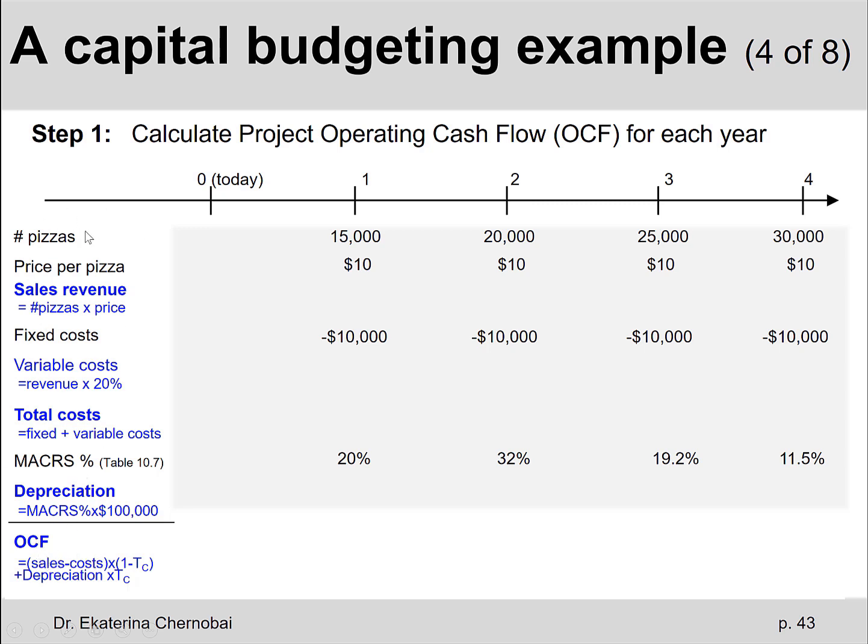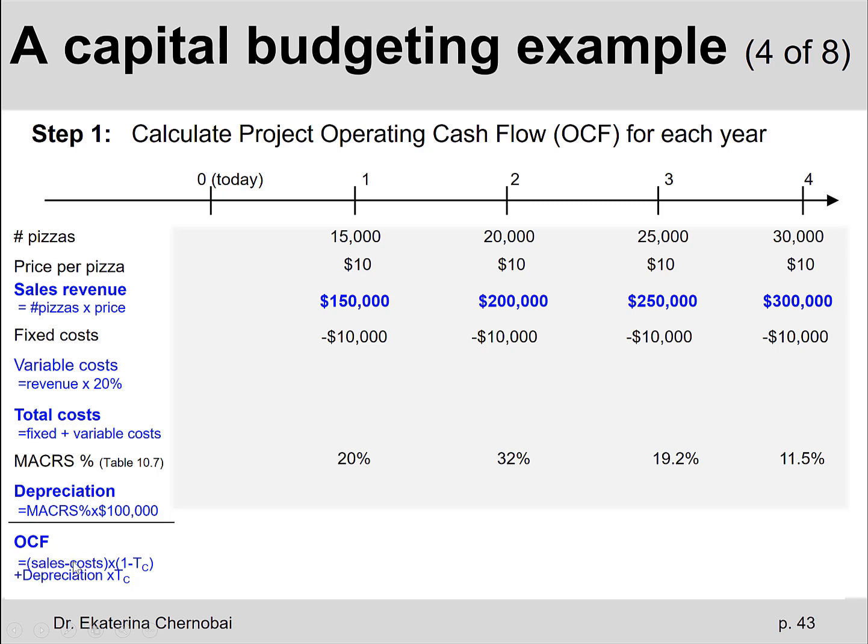And the sales revenue is the number of units times the price per unit. So the number of pizzas multiplied by the price per pizza. What is the sales revenue in the first year? It's 15,000 pizzas multiplied by $10 each, which gives $150,000. For year 2, the sales revenue will be $200,000. For year 3, the sales revenue will equal $250,000. For year 4, the sales revenue will equal $300,000. Okay, so we're done with the sales revenue part of the operating cash flow formula.